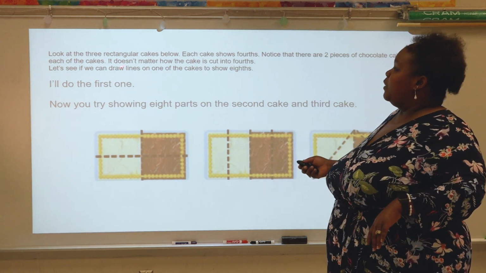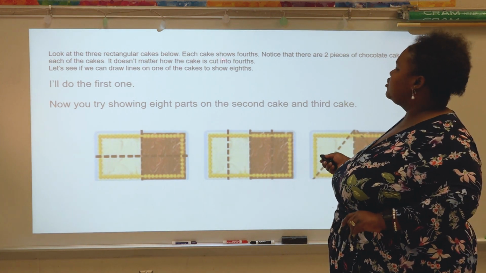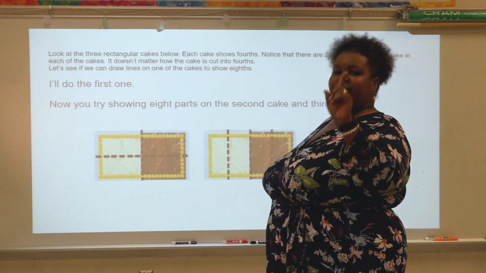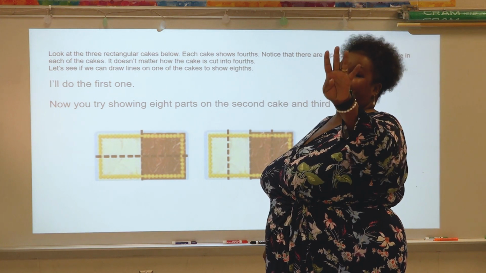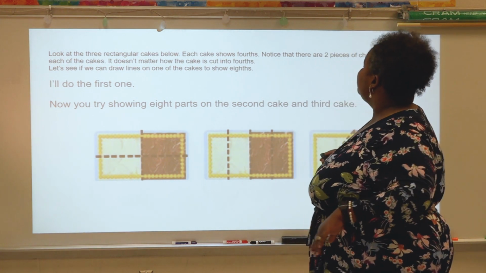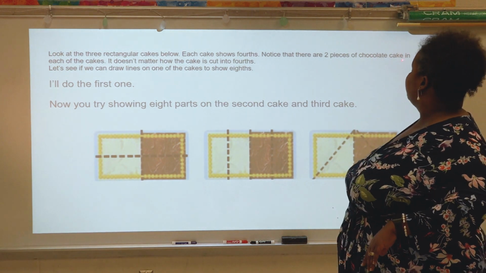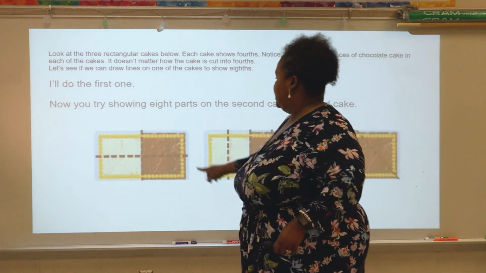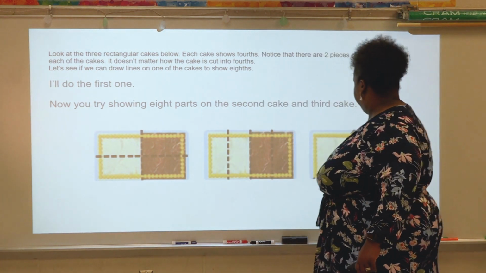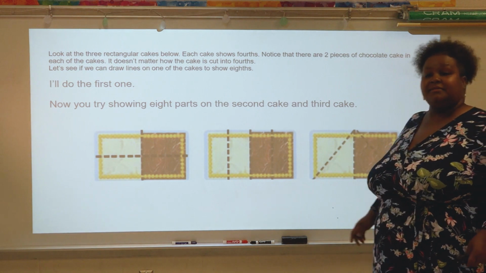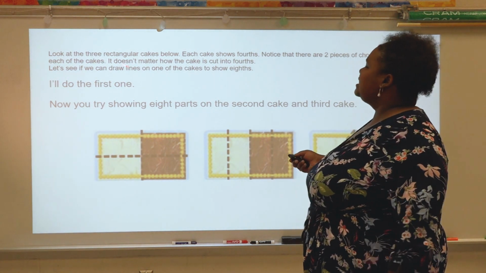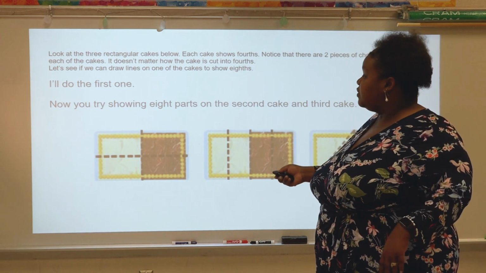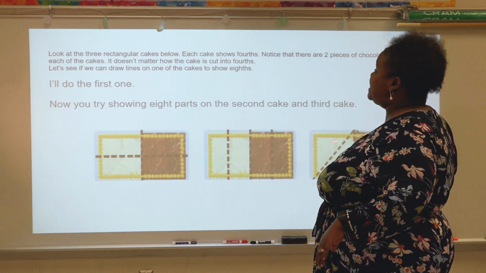Look at the rectangular cakes below. Each cake shows 4ths, okay? Show me 4ths with your fingers. Yes, you should be showing me 4 fingers. Notice there are 2 pieces of chocolate cake in each of the cakes. I see 2 pieces, 2 pieces, and 2 pieces. It doesn't matter how the cake is cut into 4ths. They're still 4ths. They're still equal pieces.